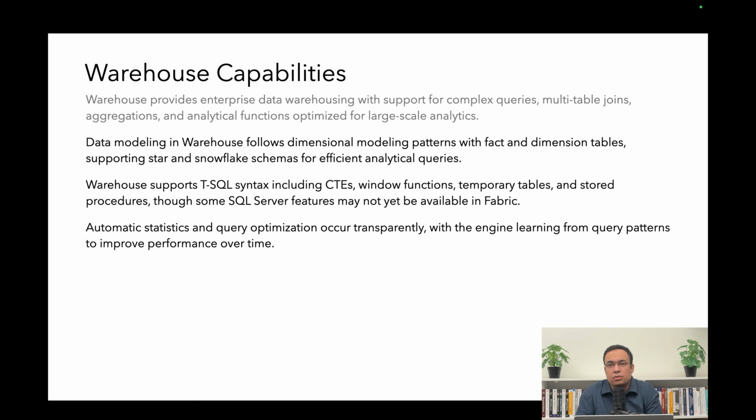Data modeling in Warehouse follows dimensional modeling patterns. You can create fact tables and dimension tables. You can implement star schemas or snowflake schemas depending on your requirements. This is standard data warehousing best practice, and Fabric's Warehouse supports these patterns natively. Warehouse supports T-SQL syntax including CTEs, window functions, temporary tables, and stored procedures.